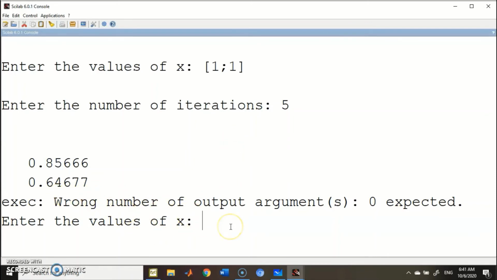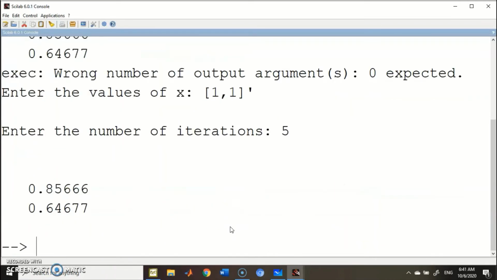Let's try again. You can also write it like this: 1 1 semicolon, enter 5. So there are two ways to write the values of x: like this, or with the semicolon, but don't use the transpose. This is the final, the last x value for the 5th iteration.